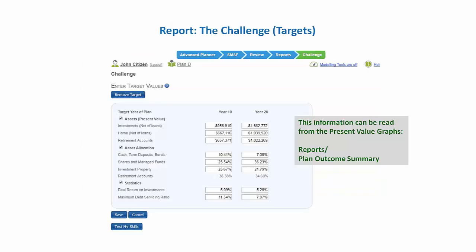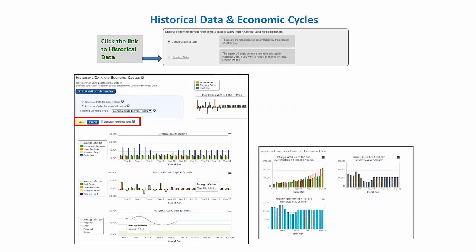The challenge can be used to set financial targets for each 10-year period using present values. This information can be found by running your mouse over the present value graphs in the report section of Plan Outcome Summary. For the purpose of this exercise, the exact results have been copied so that these can be compared when activating various modelling tools. While this is not necessary, as the reports show the before and after effect graphically, this may be something you want to check back to so you can see how far the results may vary from your targets.